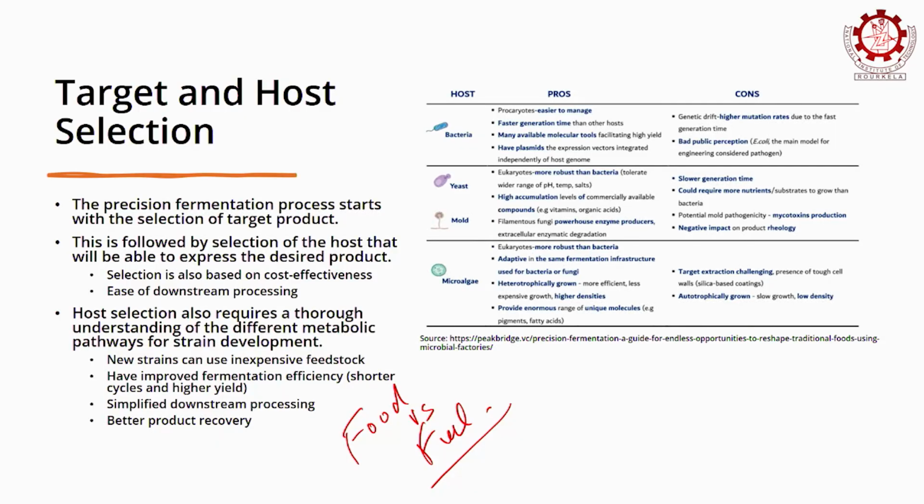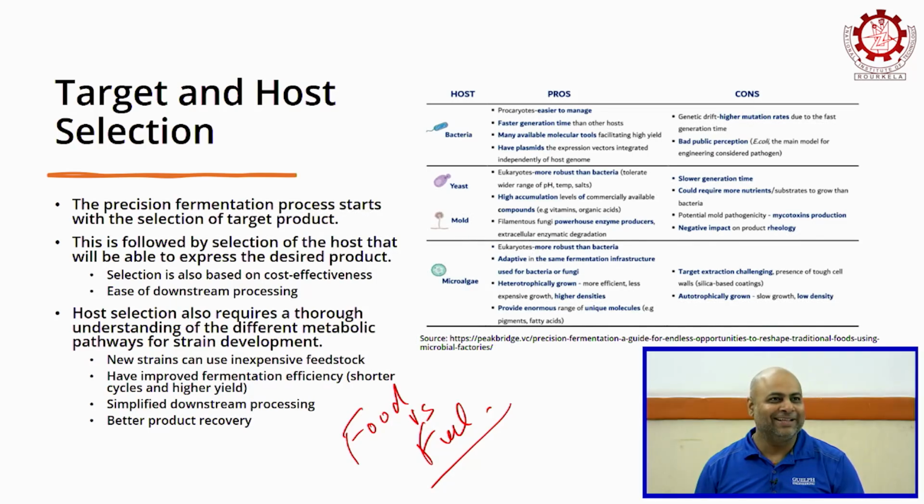Now you can look at the table here. For the bacteria, the prokaryotes are easier to manage. The cons are genetic drift and higher mutation rates. Now bacteria will mutate very quickly. And it has a very bad public perception. So if you say that, oh, I'm producing something from E. coli, people might not like it. There are pathogenic E. coli, and there are non-pathogenic E. coli strains that we use. Again, when you're looking at the yeast and the molds, slow generation times are a con. It could require more nutrients, and sometimes potential molds are pathogenic.